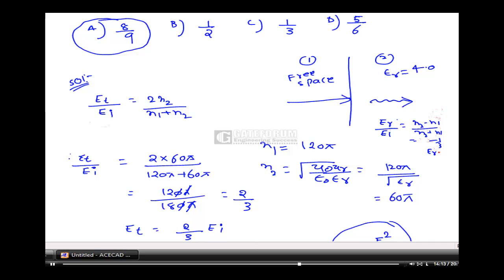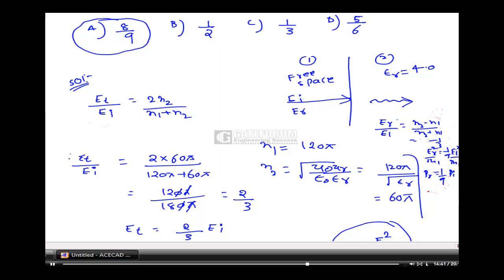Now ER square is equal to 1 by 9 Ei square, because both incident and reflected waves are in the same media. So ER square by 2 eta 1 is equal to 1 by 9 Ei square by 2 eta 1. So this is nothing but power reflected is equal to 1 by 9 power incident. So the reflected power is 1 by 9.